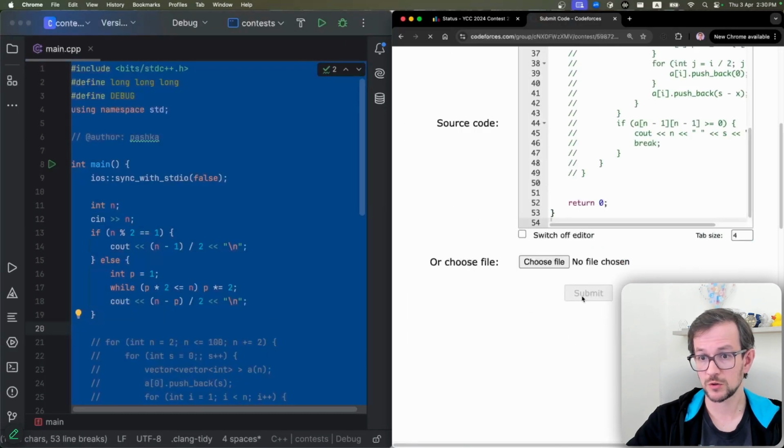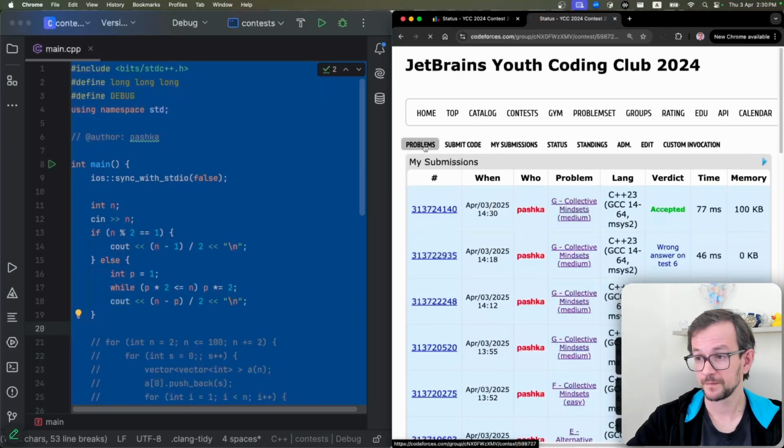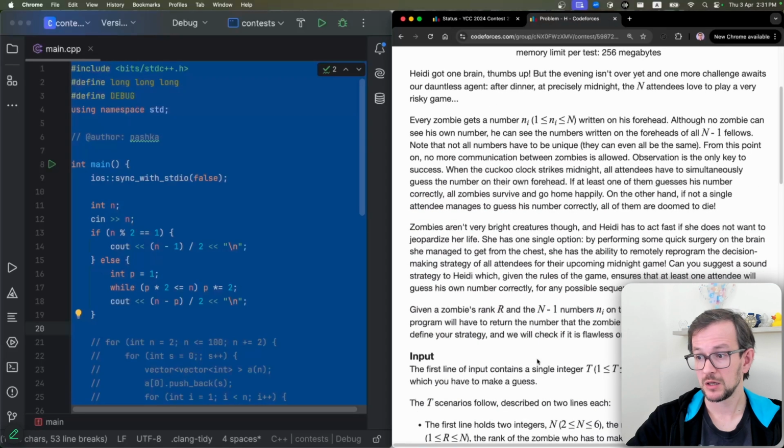And that's it. So that's problem G. No idea why it works actually, but that's the solution. You can think about it. Write in the comments if you know why it works.